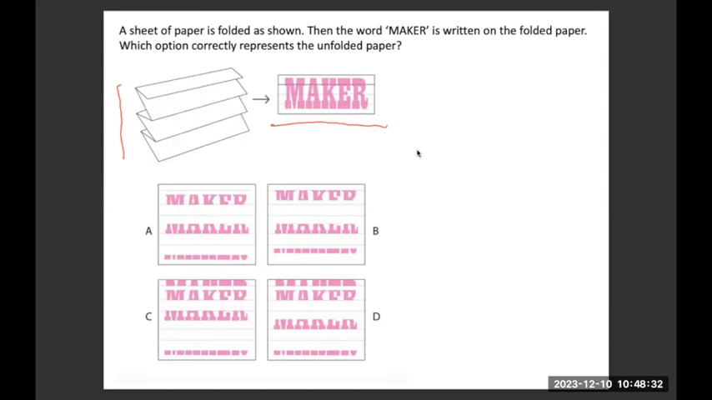What you have to guess is, when I unfold this paper into a solid sheet, which of these options will be formed when I open this paper? This is an MCQ based question.